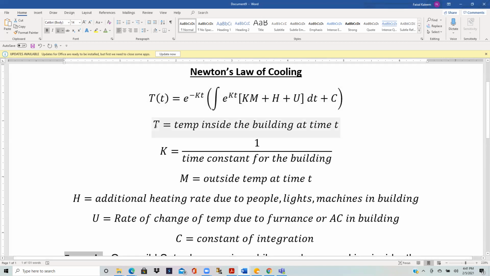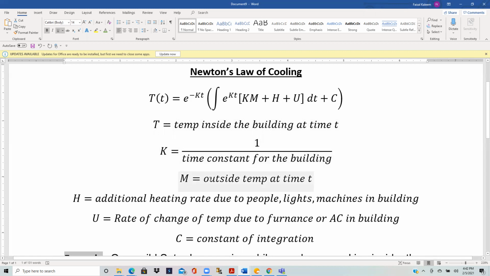And now the capital T is the temperature inside the building at time t. So basically this law is used to study the temperature in a building as a function of time. So this is what we used to call the surrounding temperature when we studied that simpler version of Newton's law of cooling. K is equal to 1 over the time constant for the building.